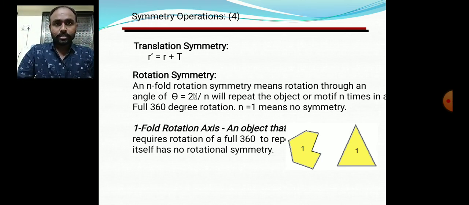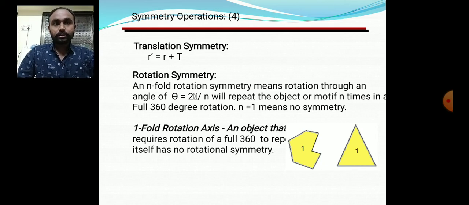Now, this symmetry is not only related to reflection symmetry. We have four different types of symmetries. Reflection symmetry, obviously, but before that, first we will see translational symmetry, then rotation symmetry, then reflection symmetry and inversion symmetry. Likewise, we have four symmetries: translation, rotation, reflection and inversion. We will see these different symmetry operations in this class.